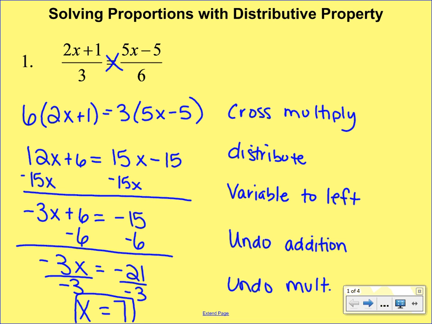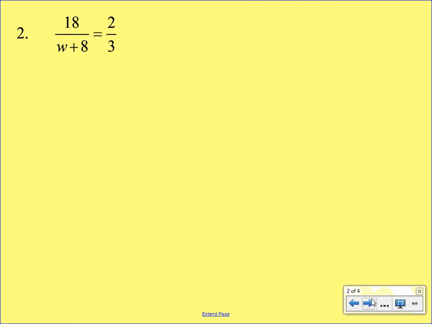Okay, so we're using the same principles that we were doing with proportions, only now we're just basically solving multi-step equations instead of one-step equations. So next example. And again, I might encourage you to try this one on your own, so you might want to press pause here and then watch the solution in a little bit.